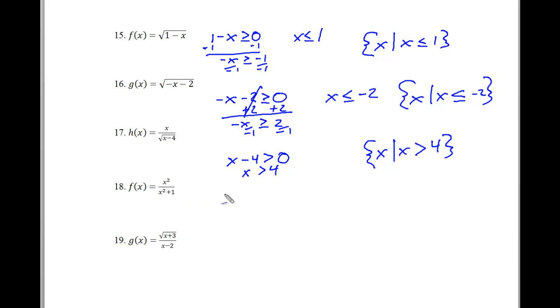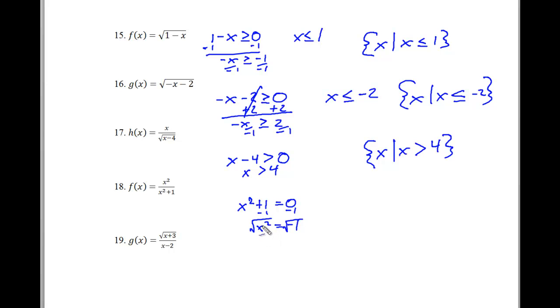Problem number 18 is kind of a neat little problem, and if you want to type this into a calculator, you'll see the answer right away. But let's just go through the process. I have a denominator, and since I have a denominator, I have to make sure that my denominator is not equal to 0. Now check this out. When I solve for x, I subtract 1 from both sides, so x squared is equal to negative 1, and then I take my square root. This gives me an imaginary number.